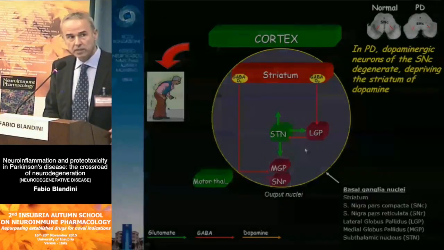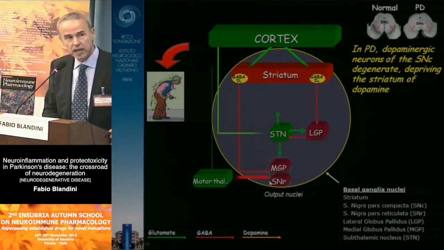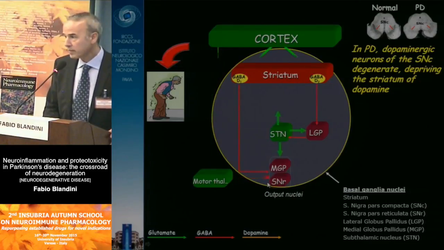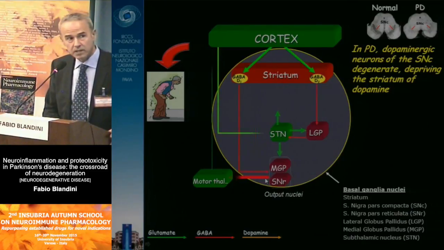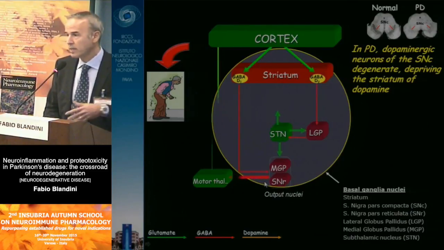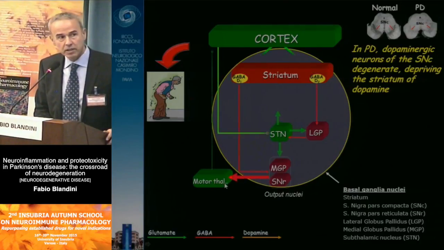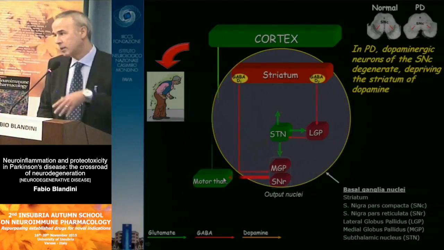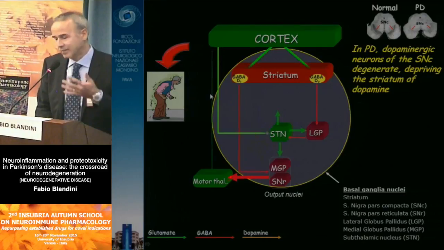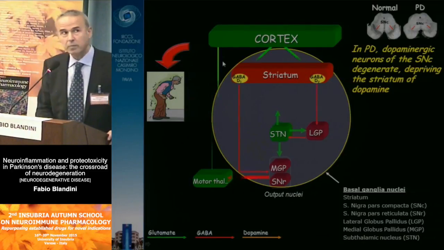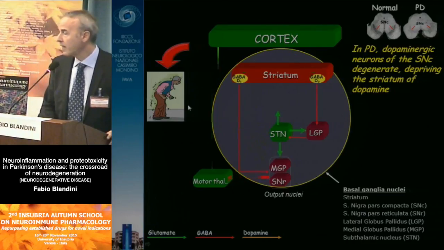The main consequence of this cascade of events is that the output which comes out of these nuclei is increased. These nuclei are GABAergic, so they are inhibitory. Once this output signal is so pathologically enhanced, this over-inhibition switches off or reduces the activity of the motor thalamus, and the consequence, this is the theory of course, is that the feedback with the motor cortex is far less efficient.